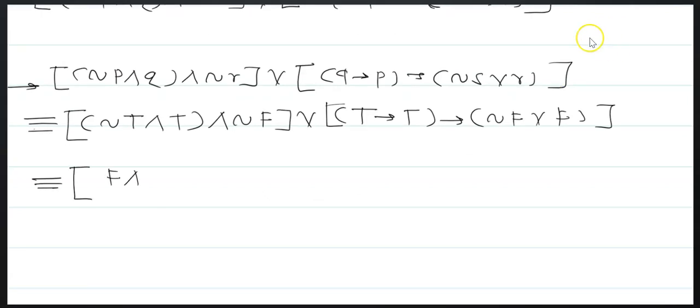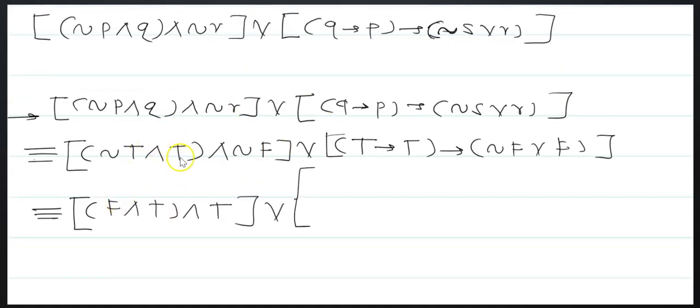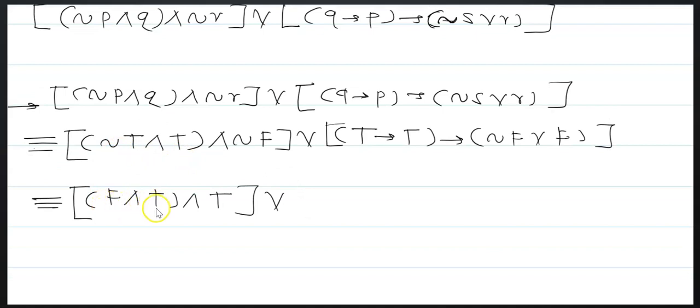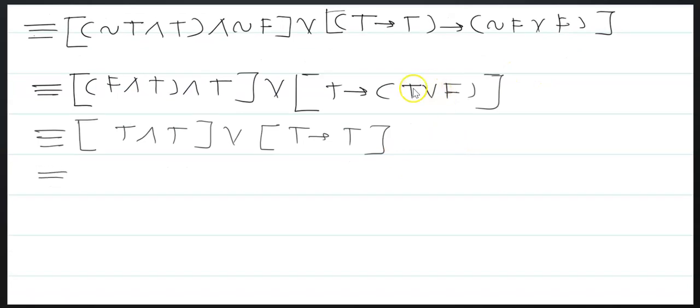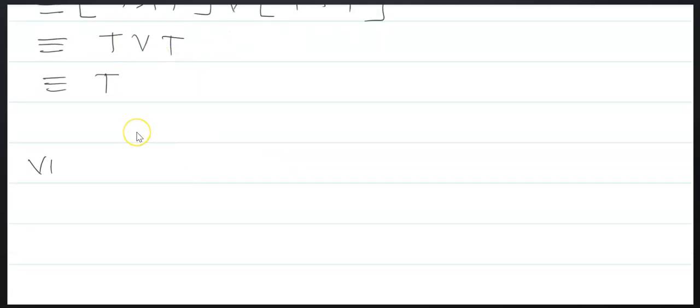We'll substitute the values. P is T, Q is T, R is F. Now negation of T is F. Now F and T, bracket complete. Then solve this bracket first of all, then we'll take the next. Now T implies T is T. Solve this bracket first: T or F is T. Now T and T is T. Again solve this bracket. T and T implies T is T. T or T is T.